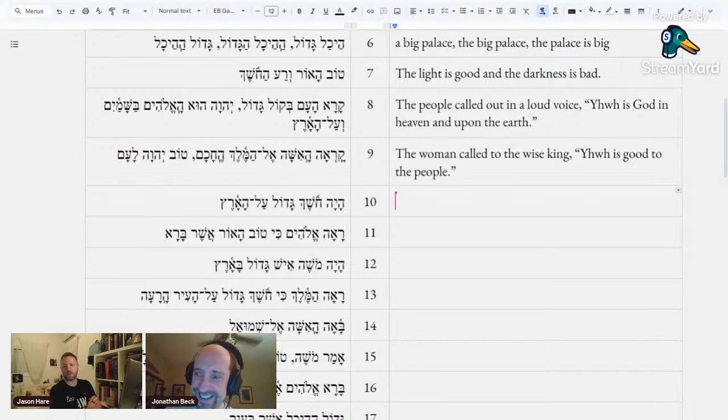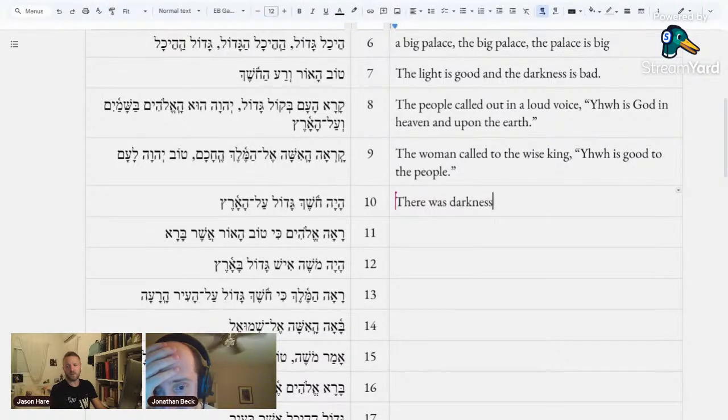Of course, with these like 8 and 9, we would expect normally ha'am kara b'kol gadol, the people cried out. Ha'isha kara'a el hamelech chacham. Word order. We've talked about it a few times. Haya choshech gadol al haaretz. This one actually makes sense in this word order, but there was, or it was. Instead of it was, we would say there was. There was darkness upon the earth, or upon the land.